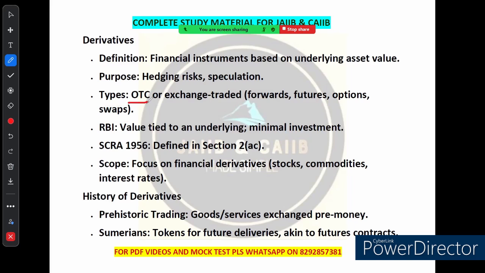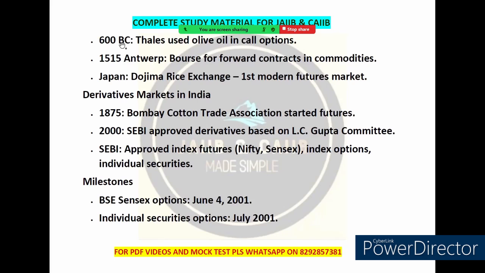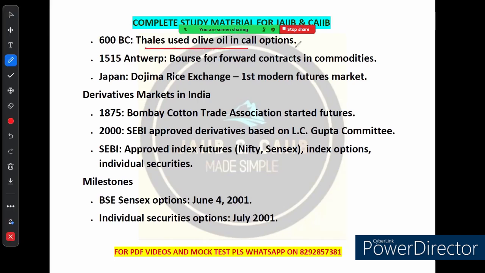Now way back in history, people traded goods without money, which was the earliest form of contract. If you talk about the history, you can see SCRA 1956 defined in section 2, subsection 2AC, and RBI, value tied to underlying, minimum investment. Now in 1600 BC, a man named Thales used something called a call option with olive oil.